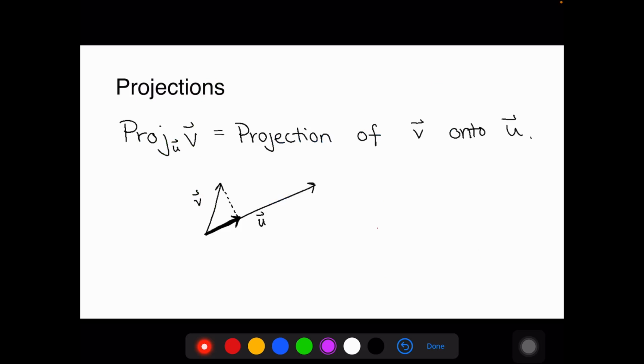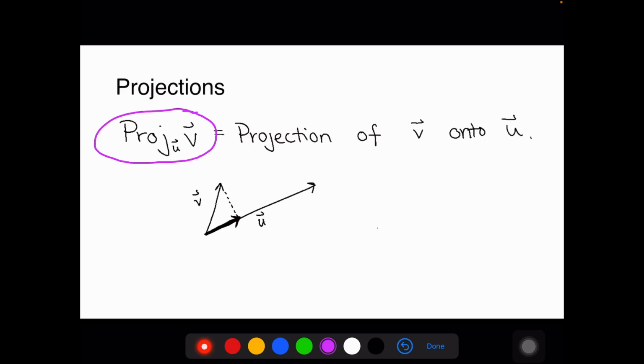All right, the next thing I want to focus on in this section, another kind of application of the dot product, is the idea of a projection. And so we're going to talk about the projection of one vector onto another. So first of all, on the screen, I have the notation that we're going to be using. This is my notation for the projection of vector v onto vector u.